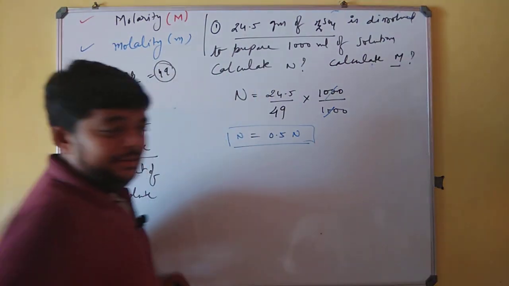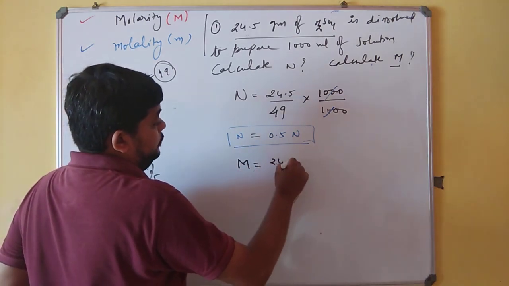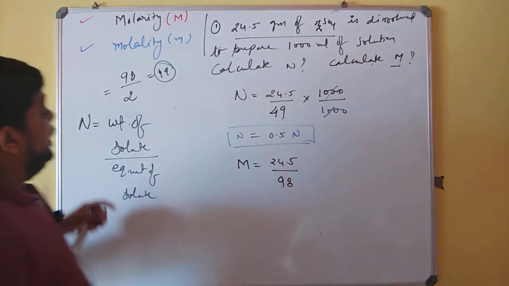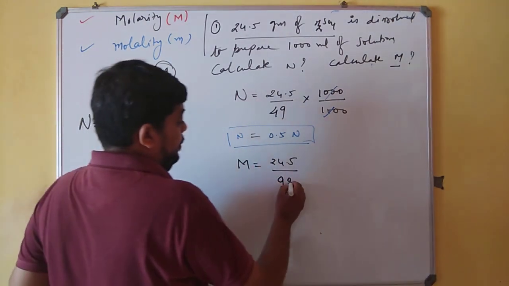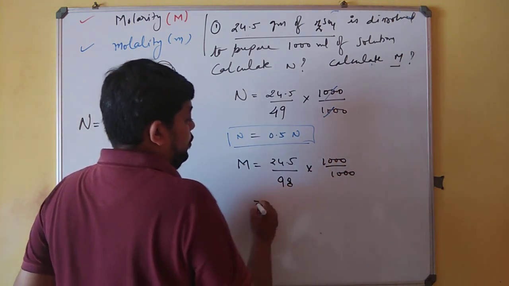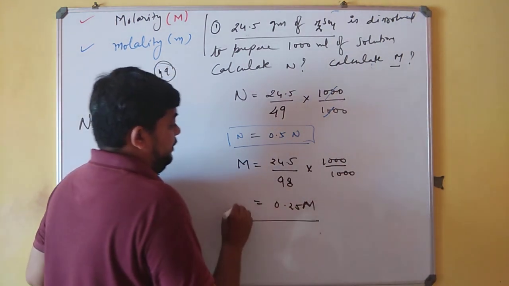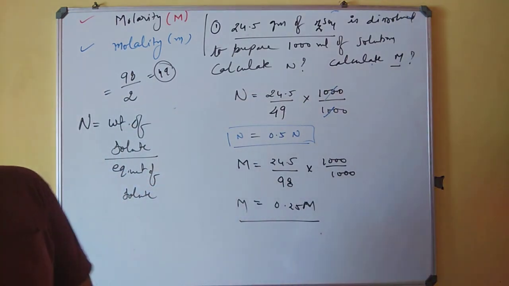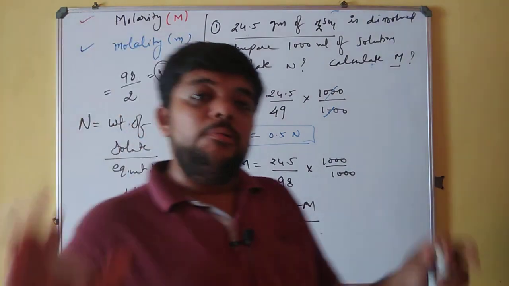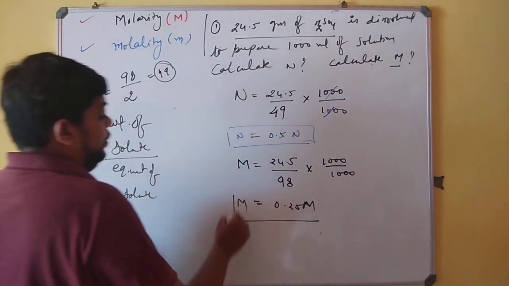Friends, what would have happened if I would have asked you to calculate molarity instead of normality? Let us check. Molarity will be equal to weight of solute, that is 24.5 gram, divided by molecular weight. So it will not be 49, it will be 98. So over here I will have 98 multiplied by 1000 divided by 1000, and if you look into this carefully, you would have ended up with 0.25 molar. Now you can see with the similar kind of question, similar quantity of solute, similar quantity of solution, the same acid, although the value of molarity and normality differs.